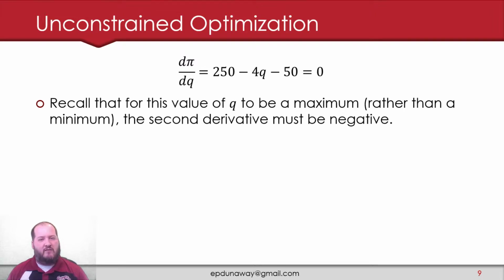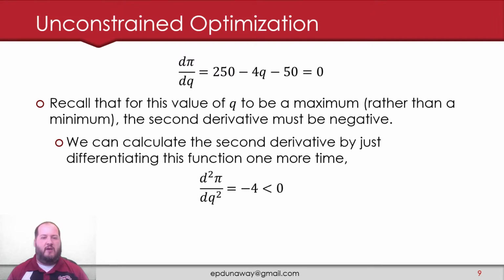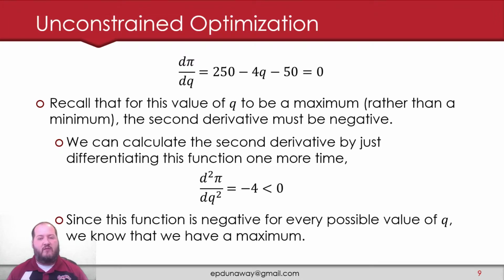Let's differentiate this with respect to Q again. Well, if I do that, it just equals a constant. In fact, it equals negative 4, which we know for sure is always going to be negative, and that confirms that we have a maximum. Since our second derivative is negative for every possible value that Q could take, we're dealing with a maximum in this situation. So that's good to know. We know that we have correctly maximized rather than minimized this problem.